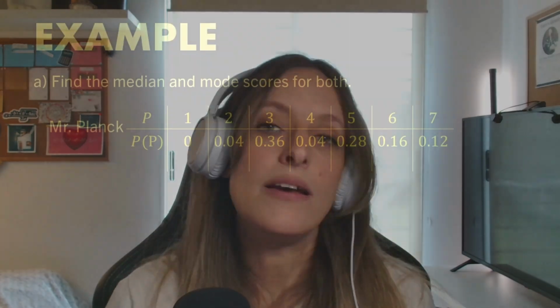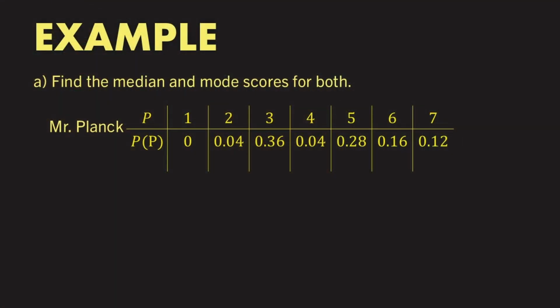Now let's go to Mr. Planck. Again, if we look at the table, the result that repeats the most is 3, because it has the highest probability. The proportion of students that got a 3 is the highest one in the scale, so 3 is also the mode for Mr. Planck. Now let's see the median.